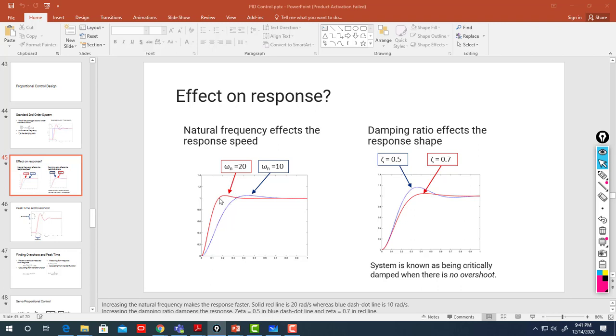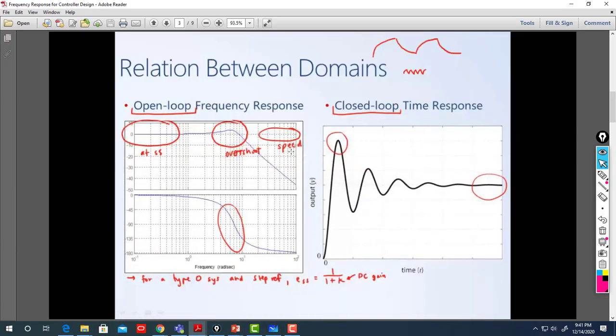You see the response becomes faster in time domain. See, slower, faster. Good. So if you shift the crossover frequency to here, then you speed up the response in time domain. Those are important, as those three things are important in how you relate the time response to the frequency response.